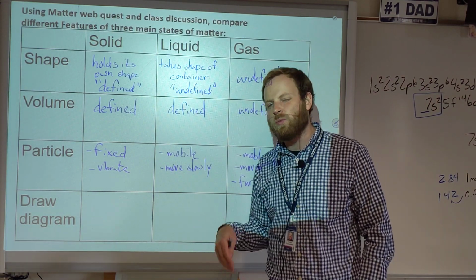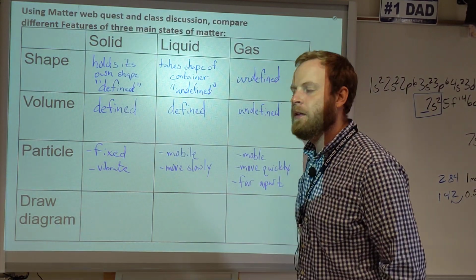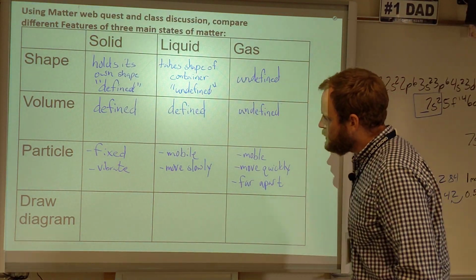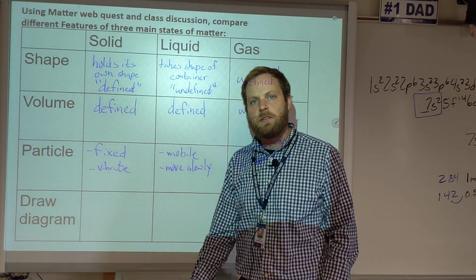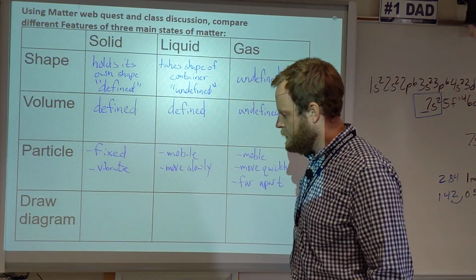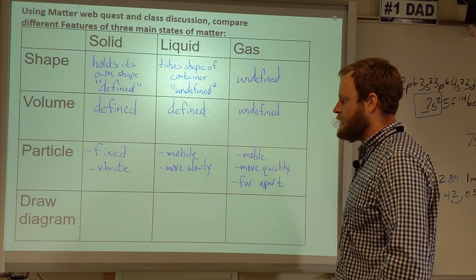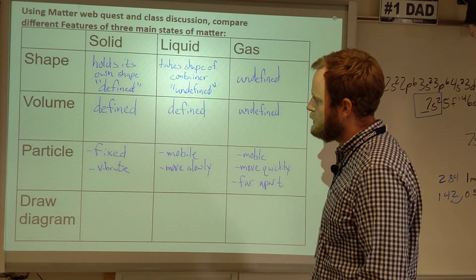So solids and liquids are about the same size. If you melt an ice cube, it's really not that much smaller or bigger than before. But gases, you can boil water into steam, and that steam can take up a lot of space, or a little bit of space, depending on how pressurized it is.